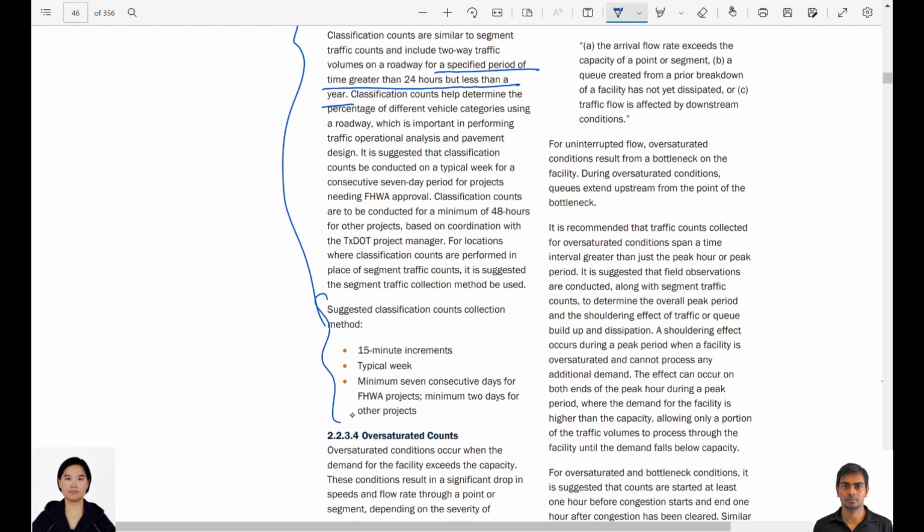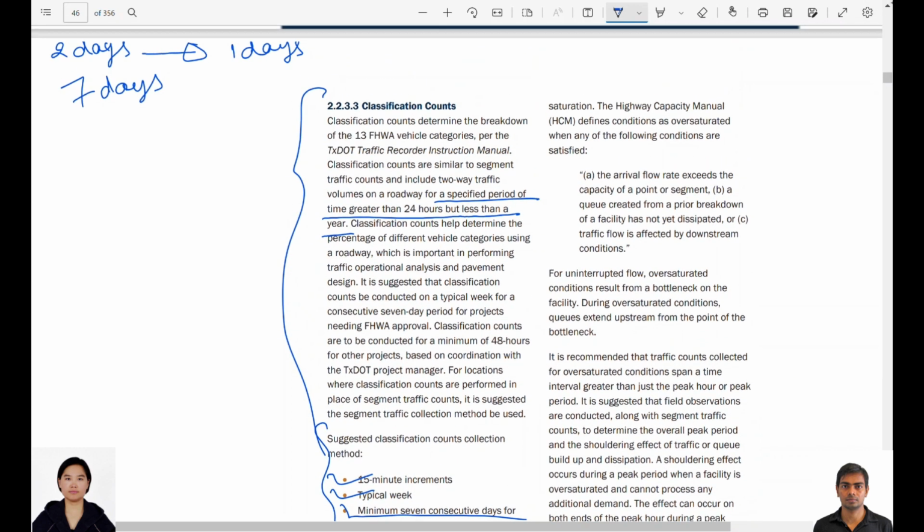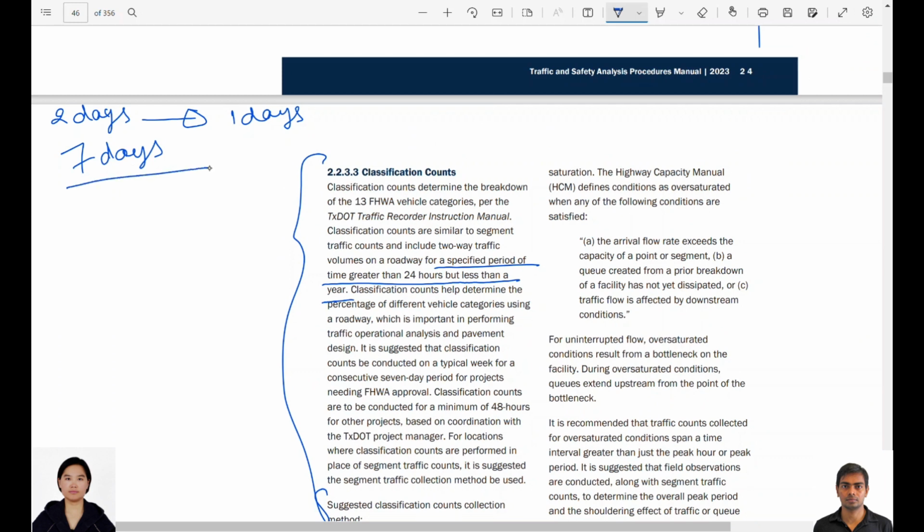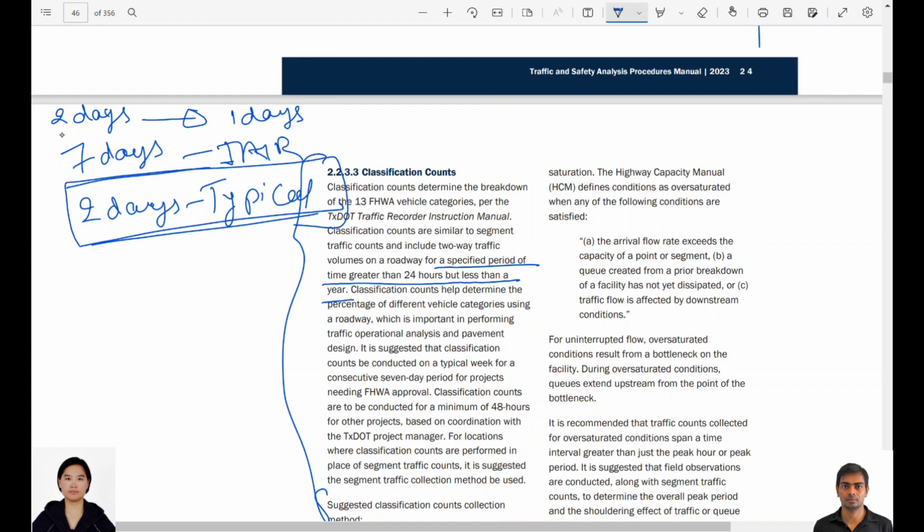The recommendation is to collect at 15-minute intervals, a typical week, a minimum of 7 consecutive days for an FHWA project, and a minimum of 2 days for other projects. So now the recommendation is 7 days for IAJRs and 2 days for a typical project, and we will see how this plays out. It's not that bad as the segment count. So 2 days for typical projects and 7 days for IAJR may be doable.